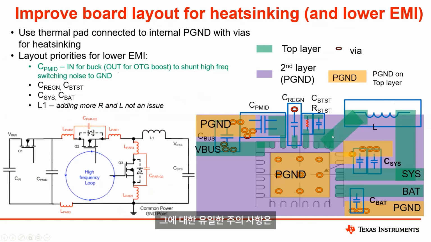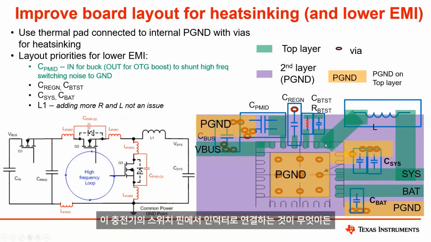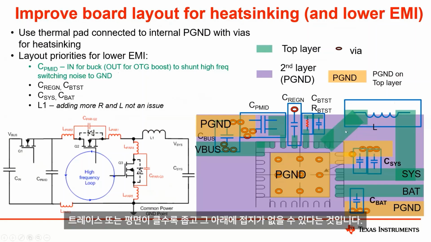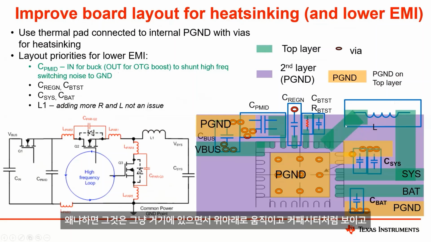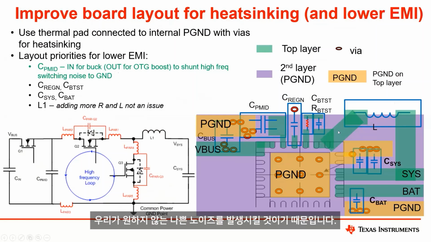The only caveat to that is the bigger that trace or plane or whatever it is that you connect from this charger's switch pin to the inductor, you want that to be kind of narrow and probably not have ground under it. So this probably should have not shown the pink second layer as being cut out, because that will just sit there and move up and down and look like a capacitor and spew stuff, bad noise that we don't want.